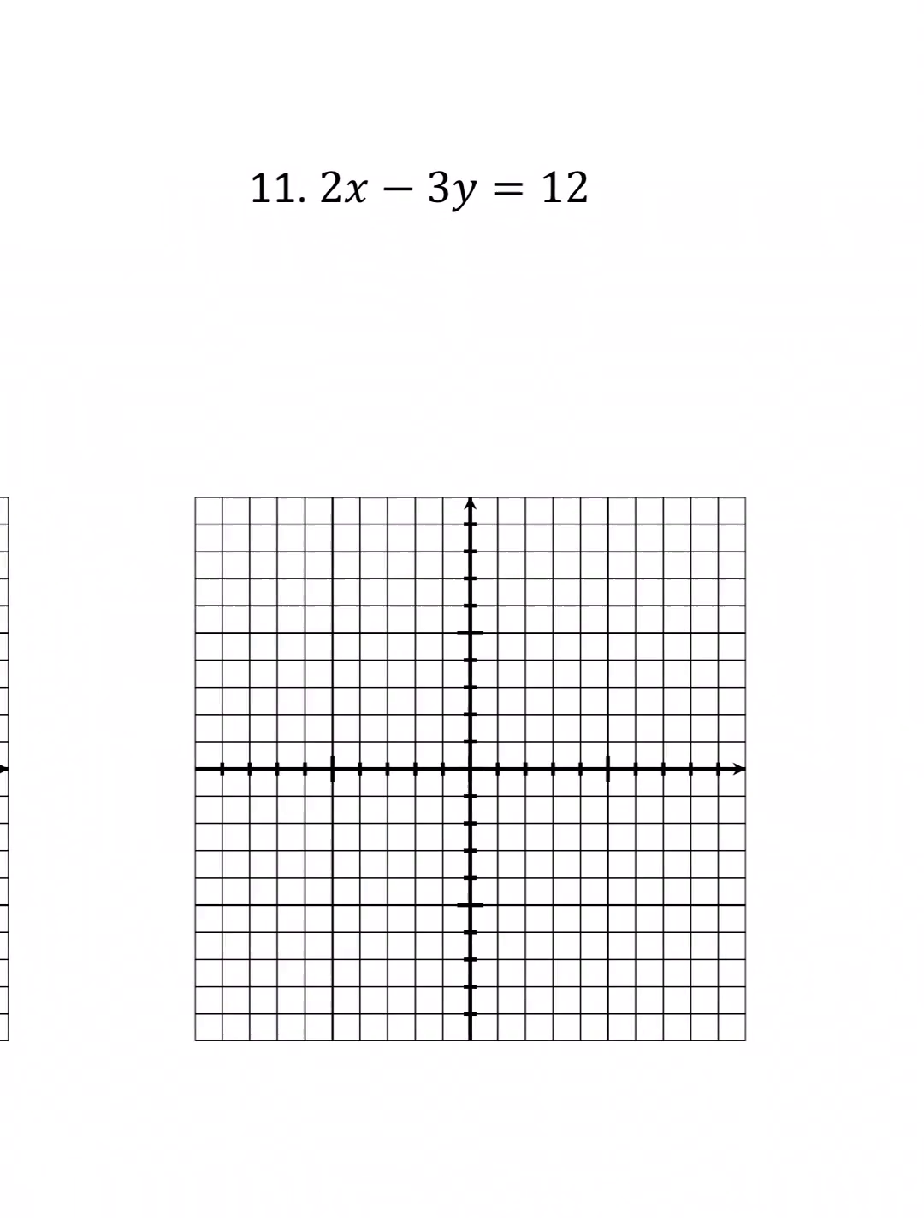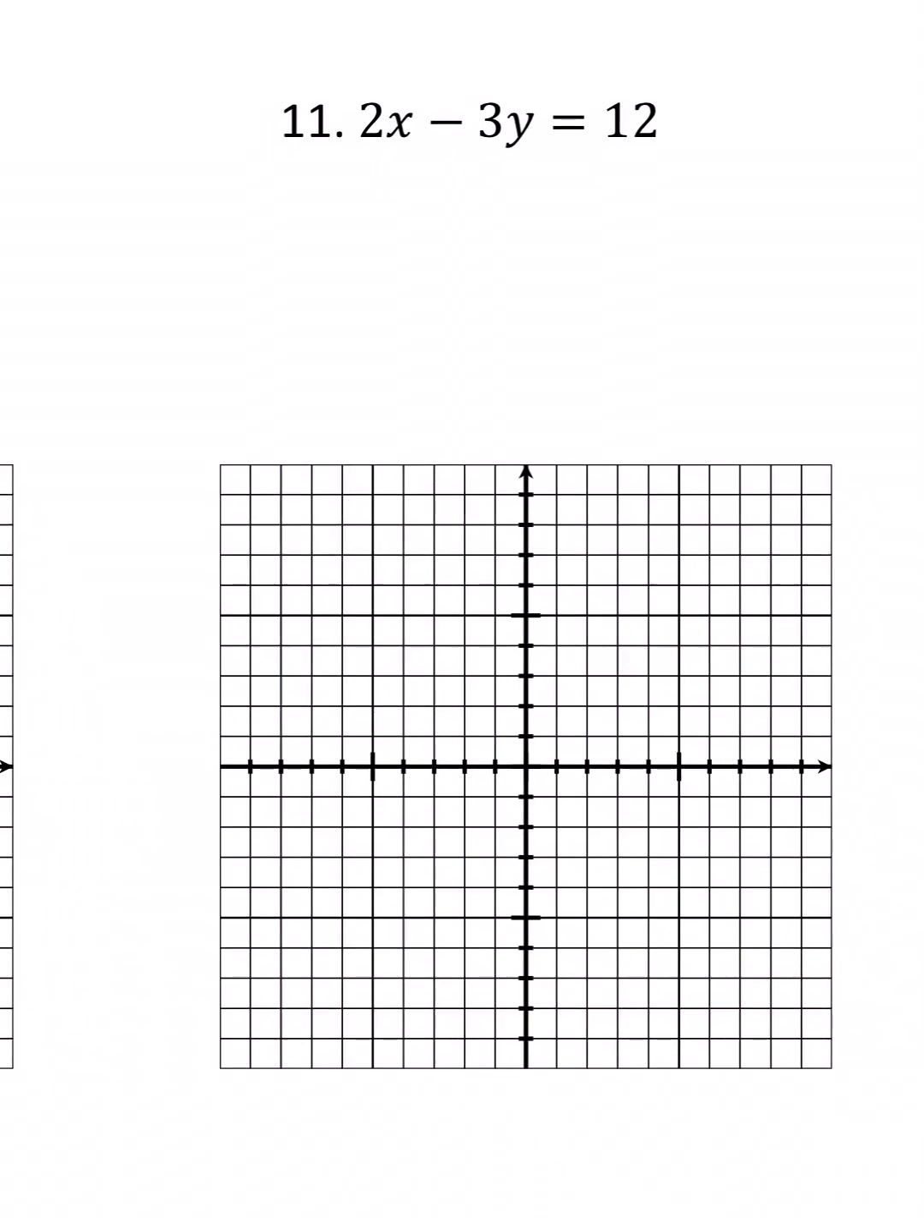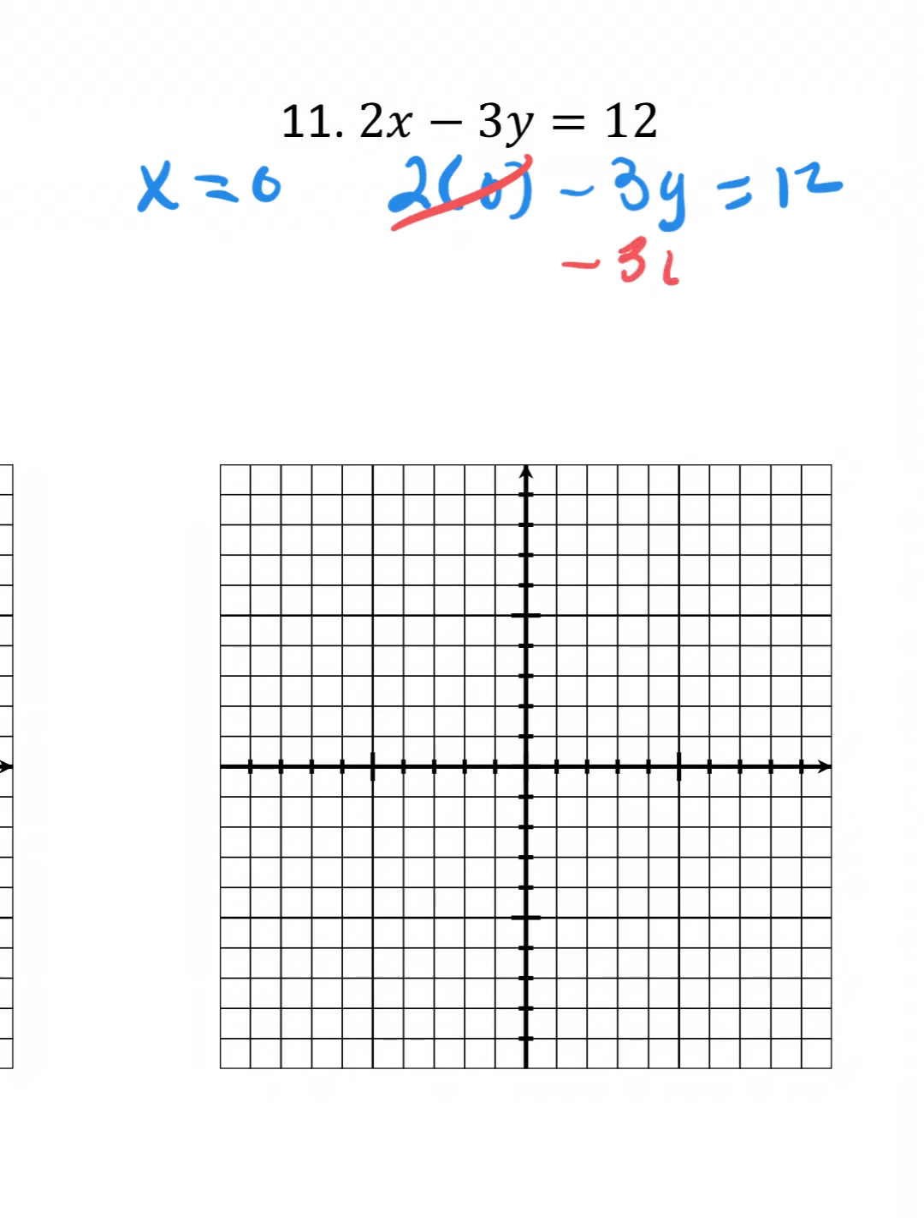Let's do number 11. All right. So first thing I'm going to do is find the y-intercept. That's where x is 0. So let's plug in x. 2 times 0 minus 3y equals 12. So this term just disappears. 2 times 0 is 0. So it's negative 3y equals 12. To find y, I would just divide by negative 3 on both sides. And I would end up with y equals negative 4.